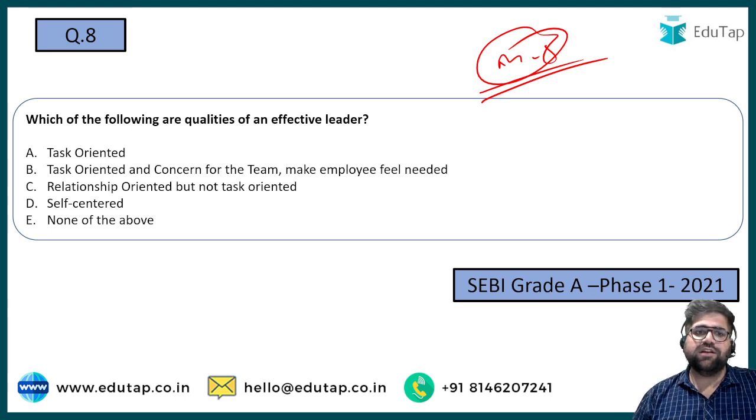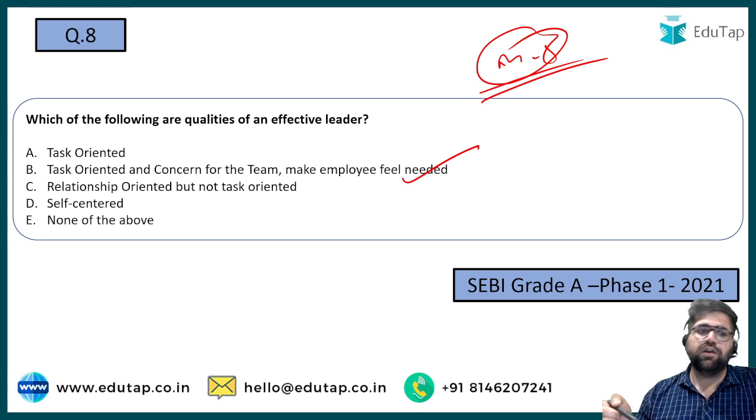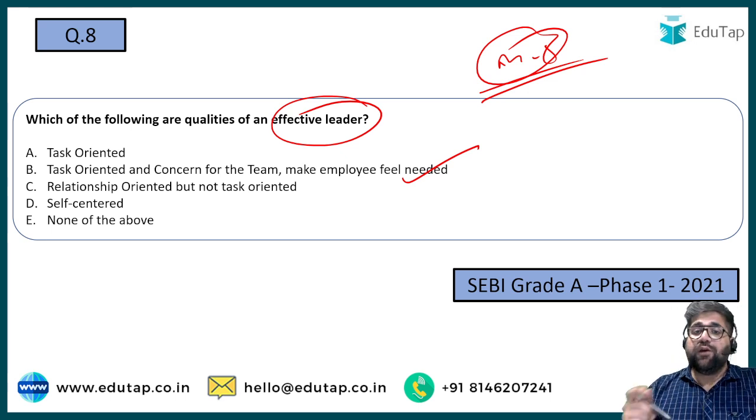Okay, which of the following are the qualities of an effective leader? Effective leader. Is he task oriented? Task oriented and concern for team make employees feel needed. Obviously, this will be your answer. Yes, because if I see option C, relationship oriented but not task oriented, this is also wrong. Self centered doesn't make any sense because it is an effective leader. An effective leader is that particular person who will fall, if you have studied the managerial grid, on the team manager side. That is 9 by 9 on both the aspects. Okay. So I hope you are able to understand.